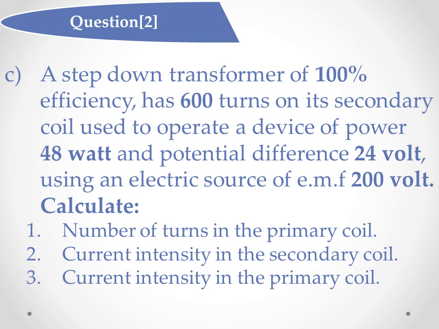Question 2. A step-down transformer of 100% efficiency has 600 turns on its secondary coil, used to operate a device of power 48 watt and potential difference 24 volt, using an electric source of E.M.F 200 volt. Calculate number of turns in the primary coil, current intensity in the secondary coil, current intensity in the primary coil.